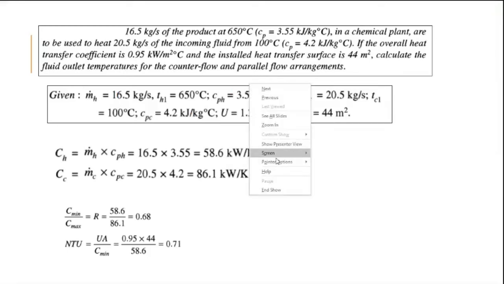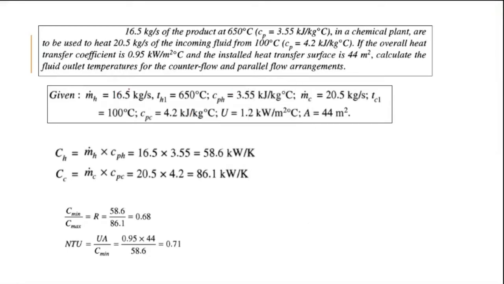So in the question, they are giving you MH value, MC value. MH is given to you. MC is given to you. Small ch is given and small cc is given. They are giving you inlet temperatures TH1 and TC1. So TH1 and TC1 have been given and they are giving you capital U and area values. So capital U is given and area is given.